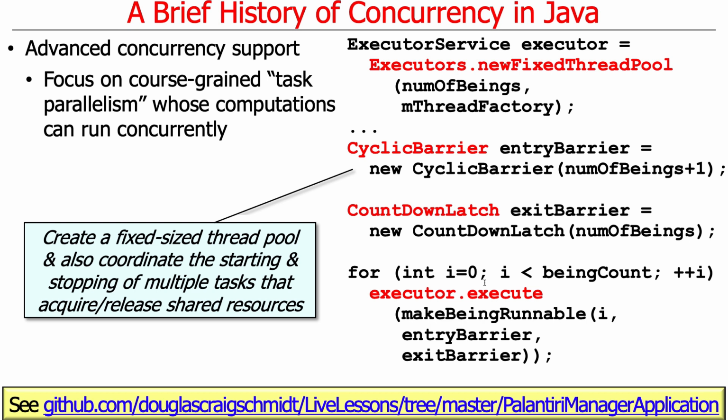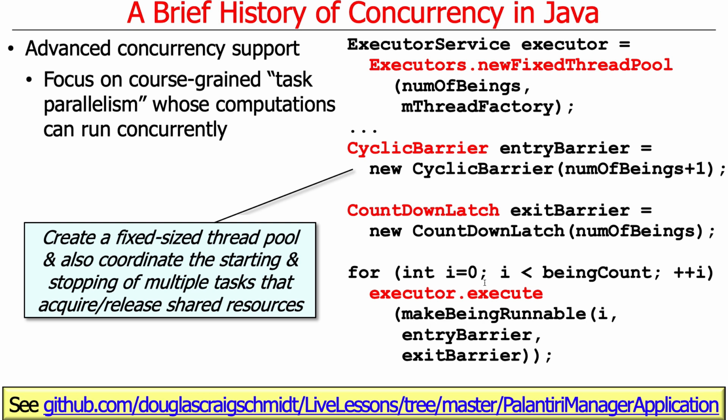Here's a very simple example. This is actually not too dissimilar from your programming assignment, although the implementation is wildly different. This is an earlier version of the Palantir Manager application where we create a new fixed-size thread pool with n threads, one thread per being. We created a cyclic barrier and a countdown latch to coordinate the starting and stopping of those pools of threads, those beings. Then for every being, we make a being and we execute this code, which basically queues it up in that thread pool.